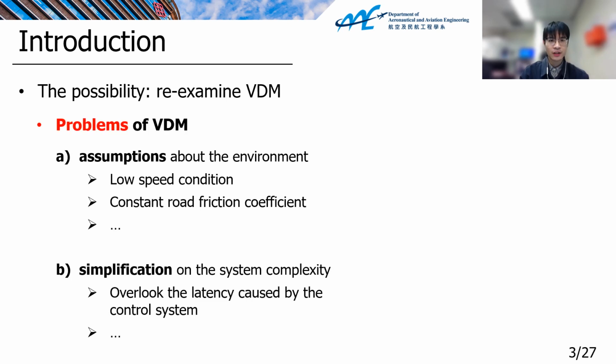Firstly, let's take a look at the problems in VDM. Usually, there are two problems of VDM. One is that VDM makes assumptions about the environment. For example, the low speed condition assumption will assume that there is a constant road friction coefficient. Secondly, the VDM usually simplifies the system complexity. For example, it will overlook the latency caused by the control system.